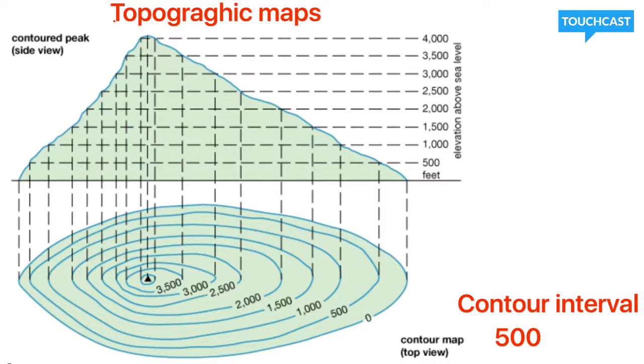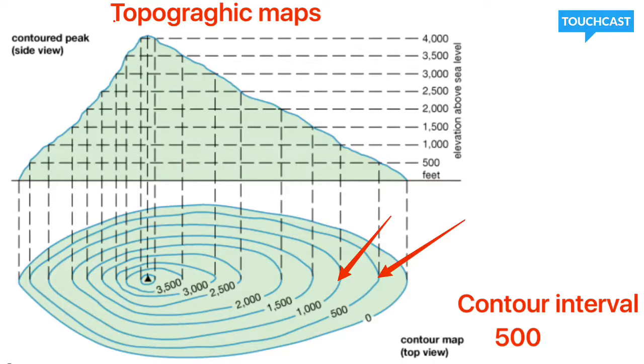So if you're trying to map out, let's say, a hill or a mountain, it's important to know how steep certain parts of it are. And you obviously can't draw a model and put it into a map, so what they do is they use these lines. They're called contour lines, and their job is to show you the elevation, or how high something is on a map.